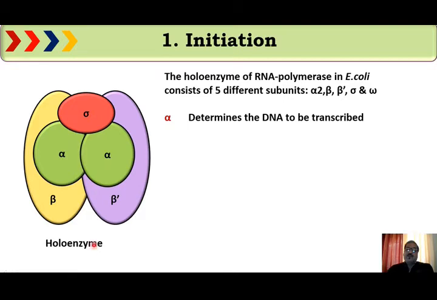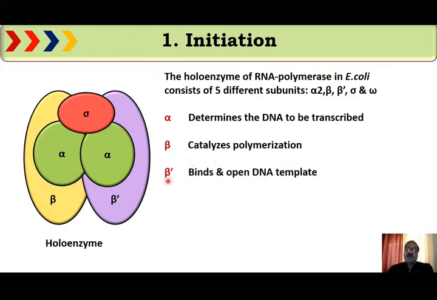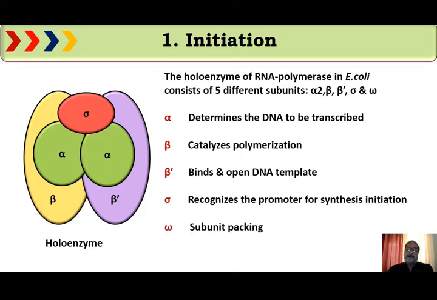The alpha subunit determines the DNA to be transcribed. The beta subunit catalyzes the polymerization and helps in synthesis of the mRNA. Beta prime binds with the DNA and opens the DNA template. The sigma factor recognizes the promoter for synthesis of the mRNA, and the omega unit helps in the packing of the subunits.